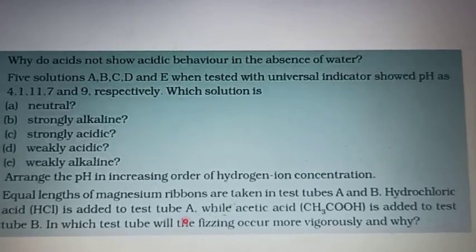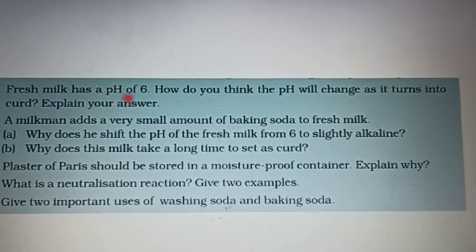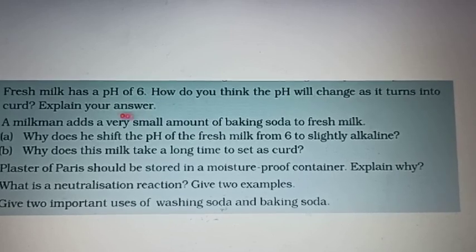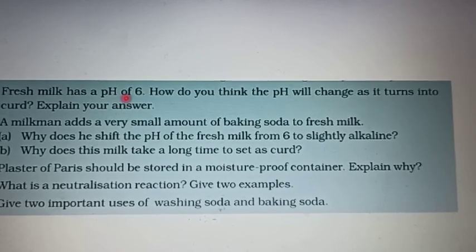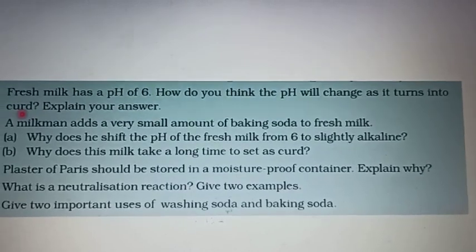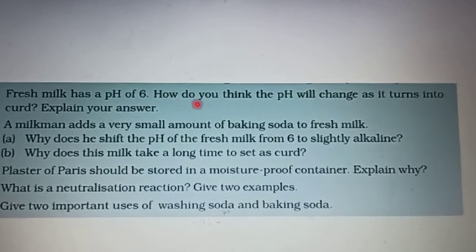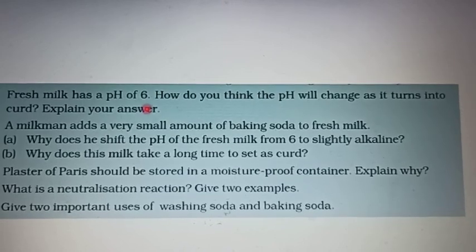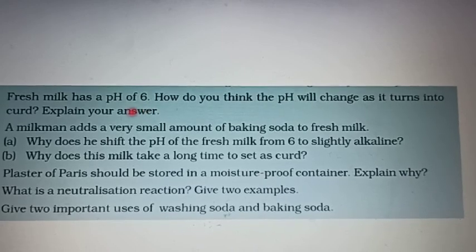Right? Question number 11 is, fresh milk has a pH of 6. How do you think the pH will change as it turns into curd? Explain your answer. So you know that fresh milk has a pH of 6. But when it changes to curd, because of the formation of lactic acid, the pH will be lower than 6. It will be towards acidic, more acidic.